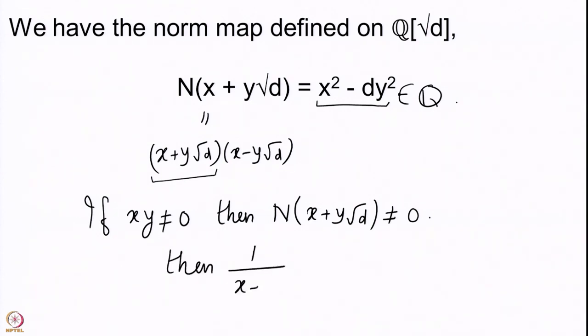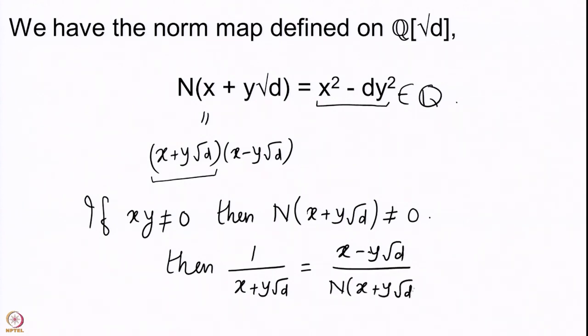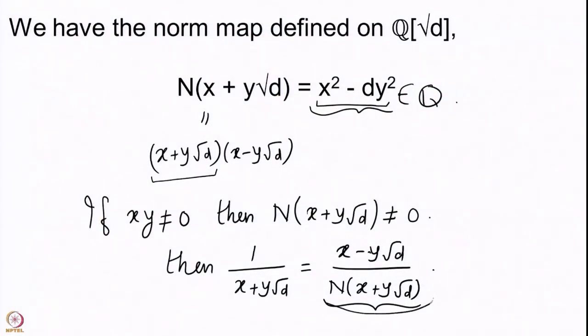So, if your x plus y root d is a number whose norm is not 0, then 1 upon x plus y root d is nothing but x minus y root d upon the norm of x plus y root d. We have noticed that this norm, x square minus d y square, is a rational number, and it is not 0, so you can divide by it. You can always divide by a rational number and stay in the set of rational numbers. So you divide x by this rational and get a rational, you divide y by it and get a rational. So ultimately this number is again in Q root d.